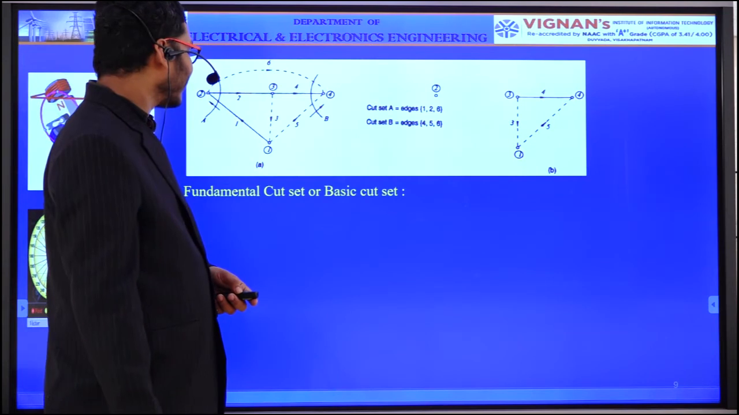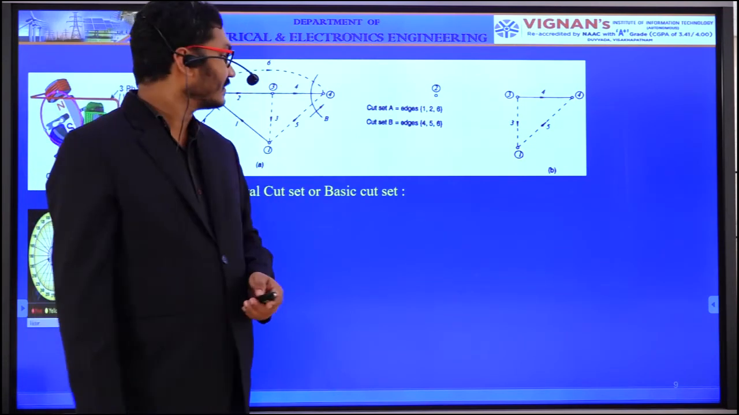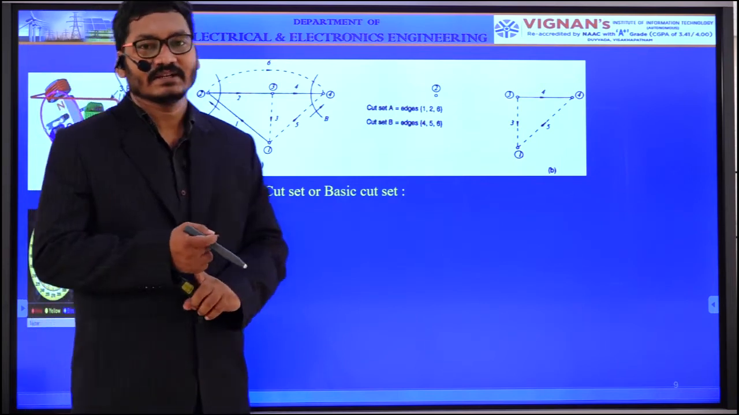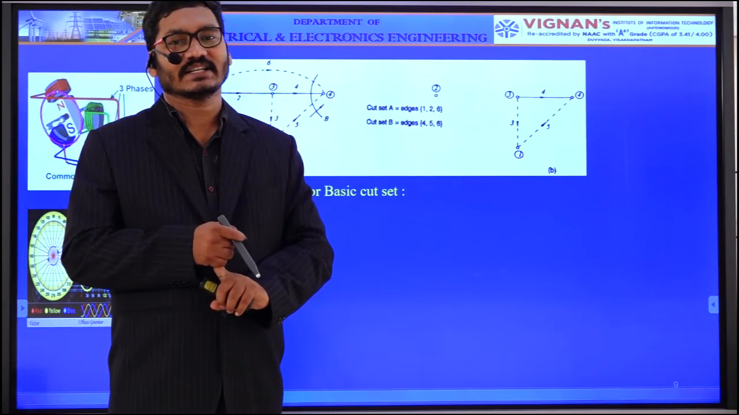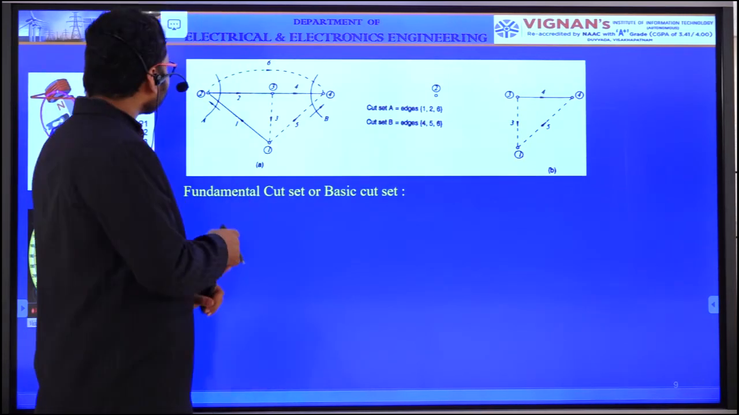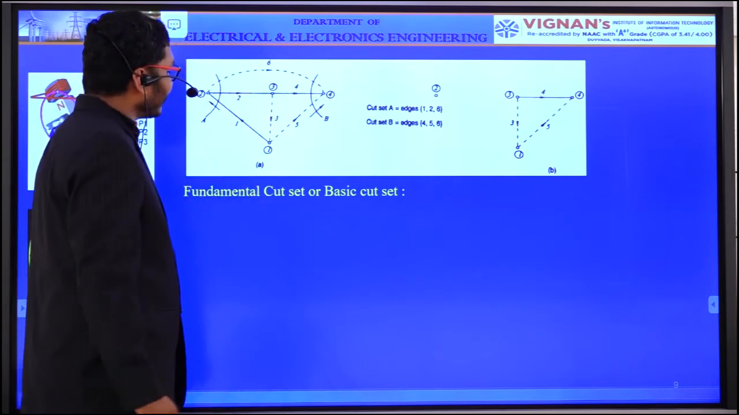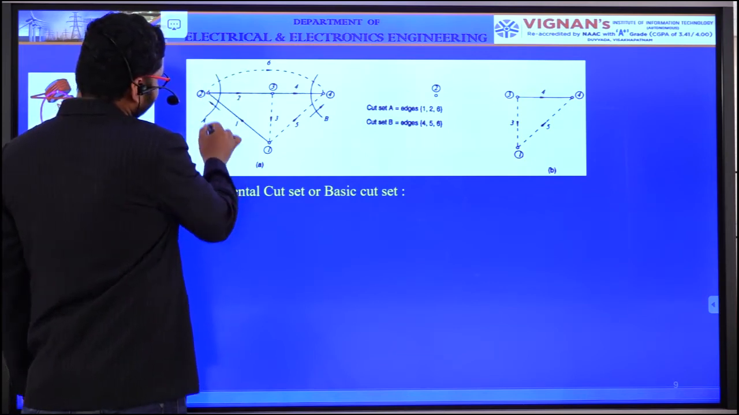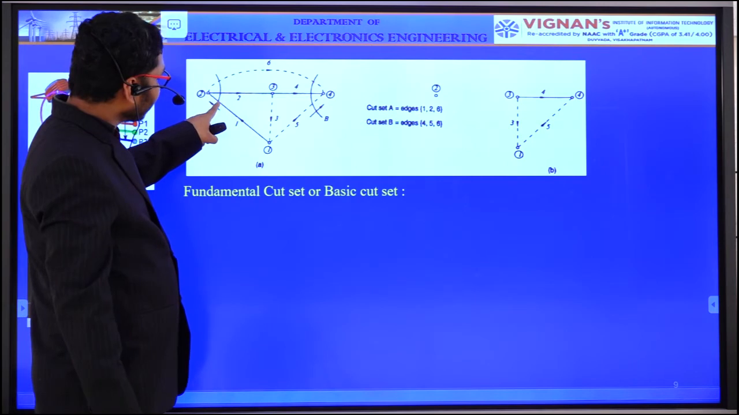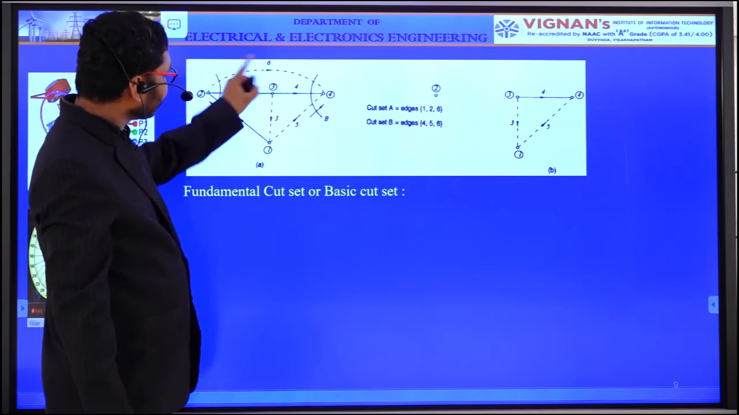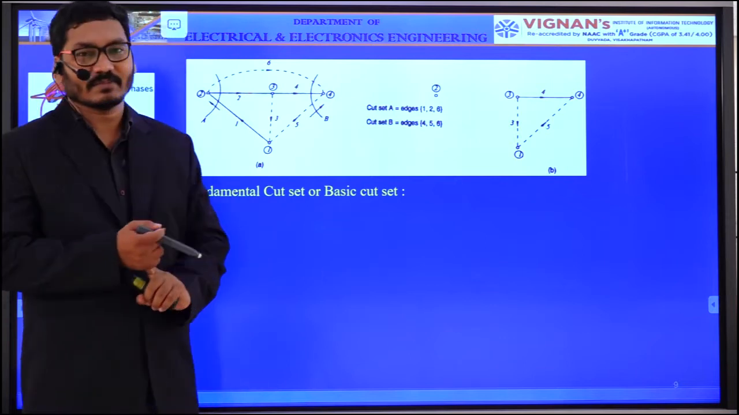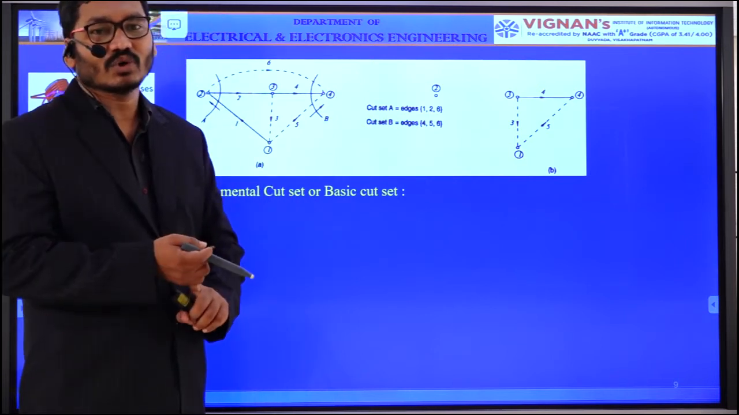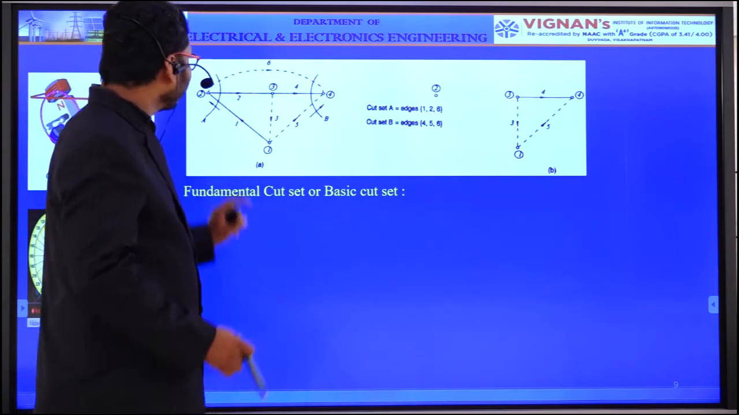Fundamental cut set or basic cut sets. Okay, fundamental cut set means suppose you are cutting this. Okay, so only one branch should be a tree branch, other branches should be co-trees. So if you see, suppose here I am cutting cut set A. For cut set A, if you remove these branches, what are the tree branches? 1, 2 are the tree branches, 6 is the co-tree branch. But for a basic cut set, only one tree branch should be there, other should be co-tree branches. So cut set A is not a basic cut set.